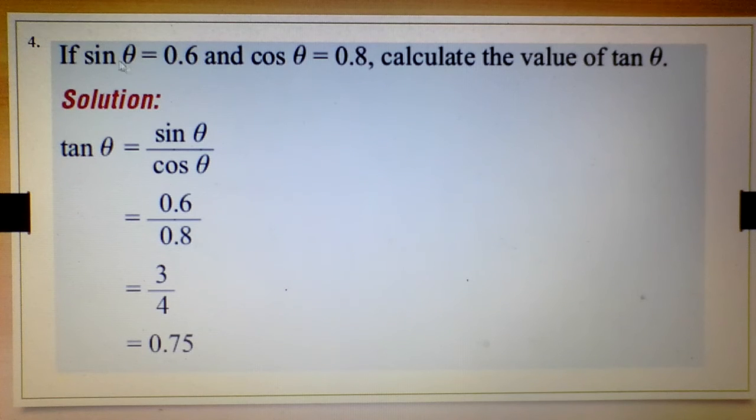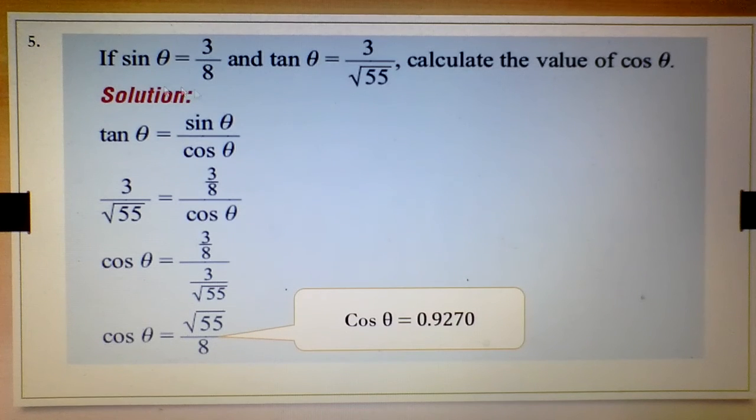Okay, number 4, if sine theta 0.6, cos theta 0.8, calculate tangent theta. So you use the formula just now. Okay, sine theta 0.6 divided by 0.8, so 3 over 4, so we get 0.75. So you must know the formula that relate between tangent, sine, and cos. Okay, another one, same thing. So you can try also this one, sine theta given, tangent theta given, calculate for cos.